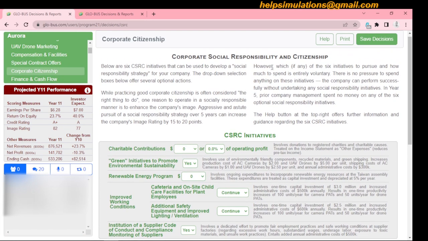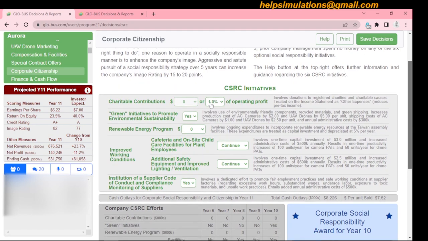Remember, your investment under corporate citizenship proves important in improving your image rating. So I'll initiate a charitable contribution of maybe 1% of my operating profit. I'll continue with the green initiative. Renewable energy, I think it's expensive, so I'll start small, maybe 500. I won't change the improved working condition and the institution code of supply. I'll just let these programs continue. So those are all the decisions with corporate citizenship.